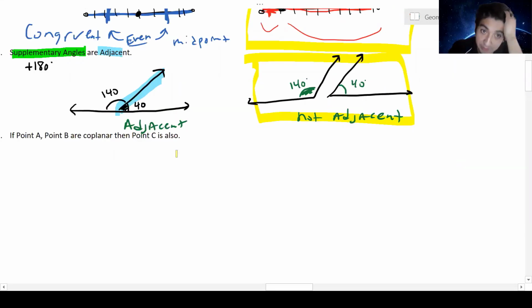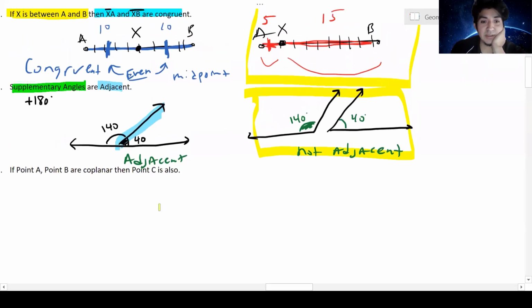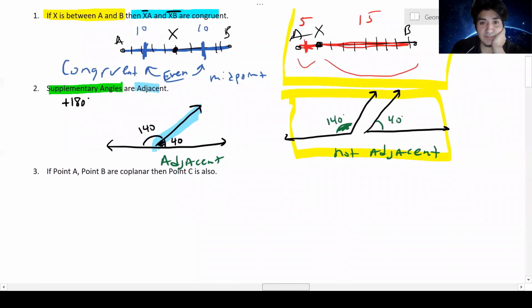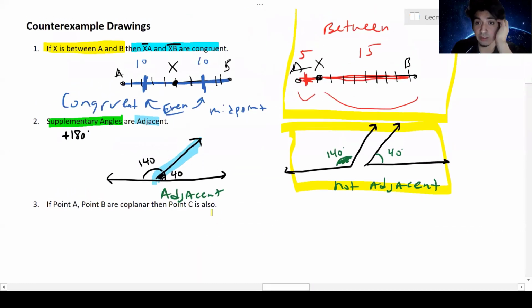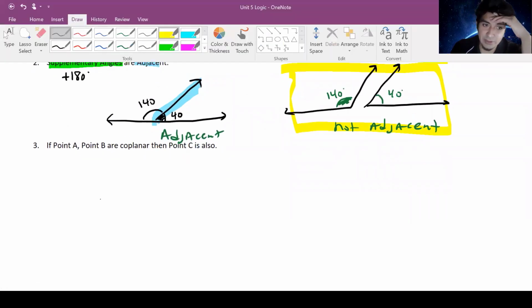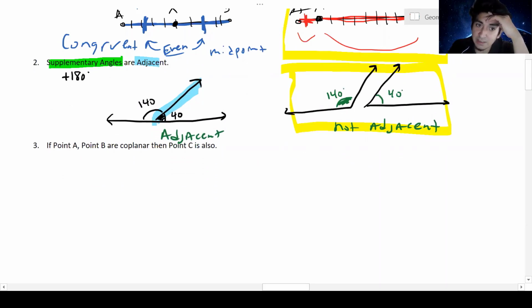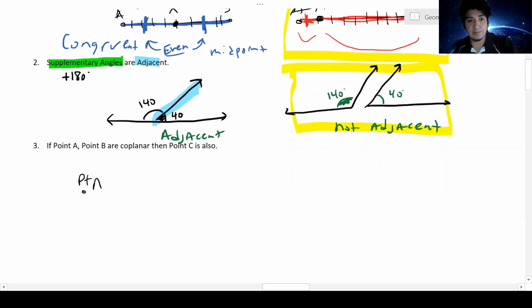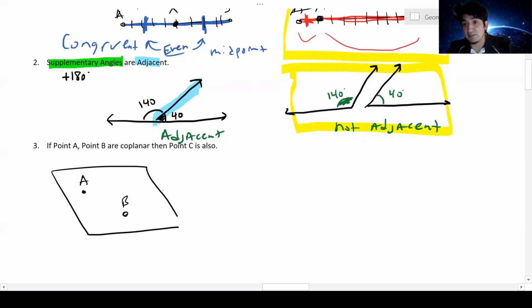Well, let's finish up the 1 and 2. Now, just give yourself drawings to work with. You have to get used to drawing what you're asked to do. So number 3: if point A and point B are coplanar, then point C is also. So if I have point A and I have point B, and they're coplanar like this, that means point C is also.